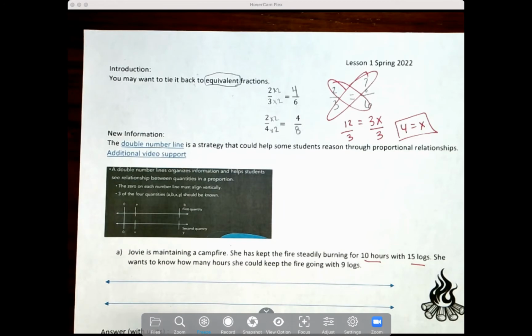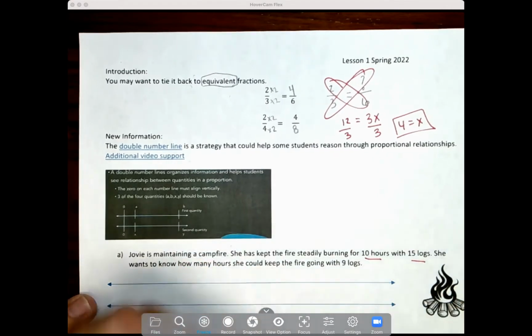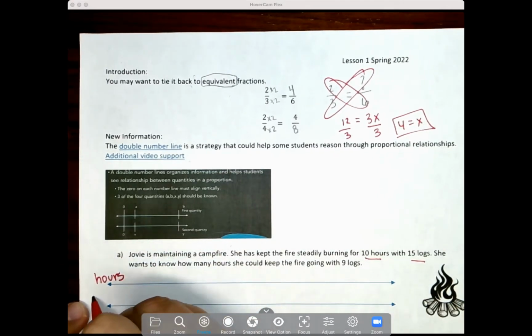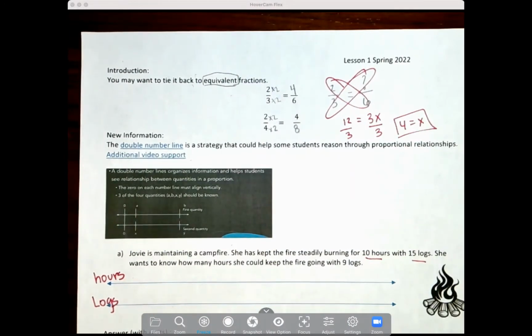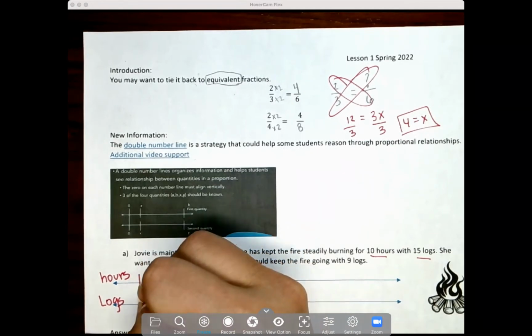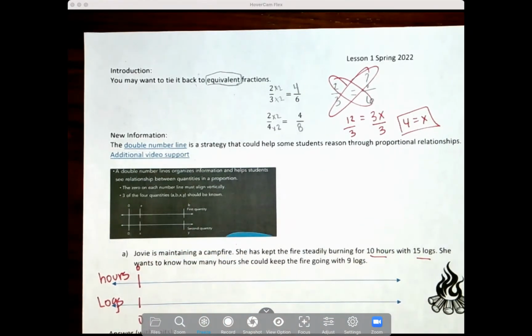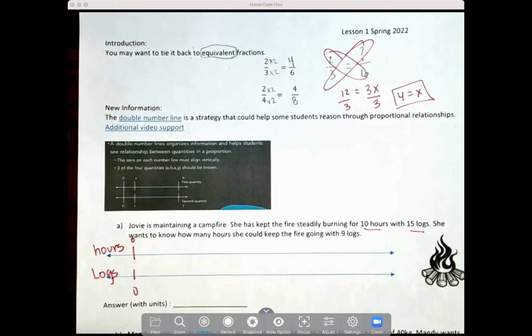So first you want to have the students identify the information that they're talking about. Well, they're talking about hours and logs. We then have to identify the starting value, which is 0. Okay, I'm going to switch to my pencil so I can show you what's going to happen and how we need to go from here.